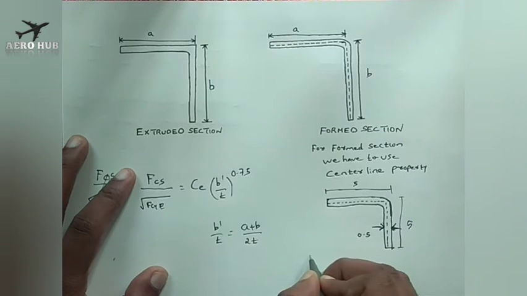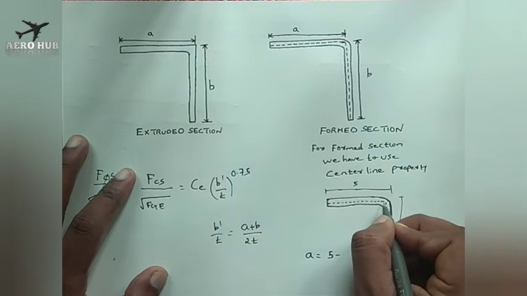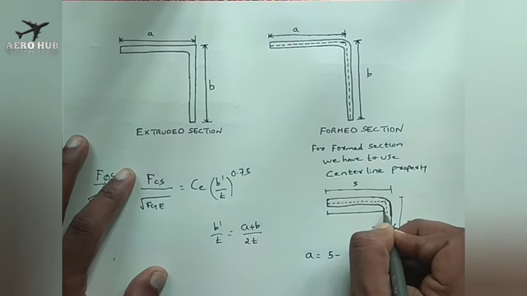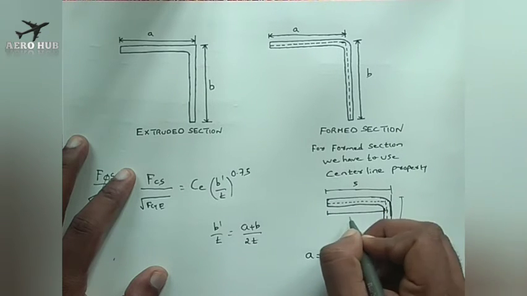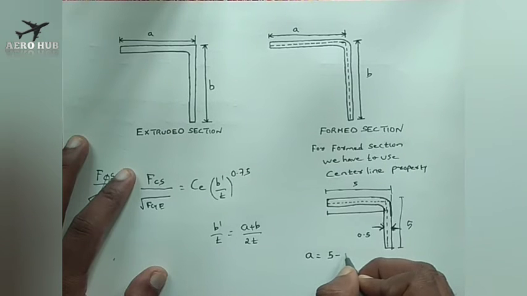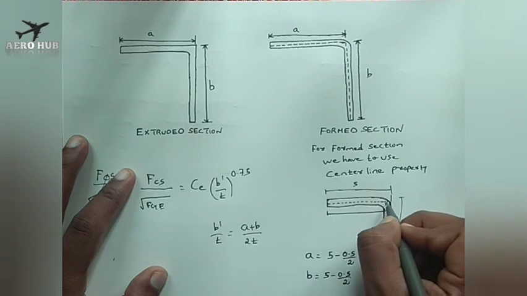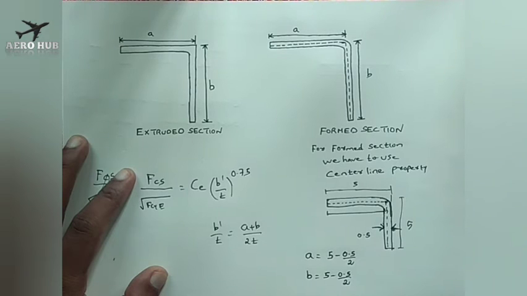Okay, so the value of A is from this point to this point, this end, not up to this end. Okay, so the value of A will be 5 minus 0.5 divided by 2. Okay, similarly the value of B also same, 5 minus 0.5 divided by 2. Because we are avoiding this much length. This length we are avoiding. Okay, so when you do the problem you will understand.